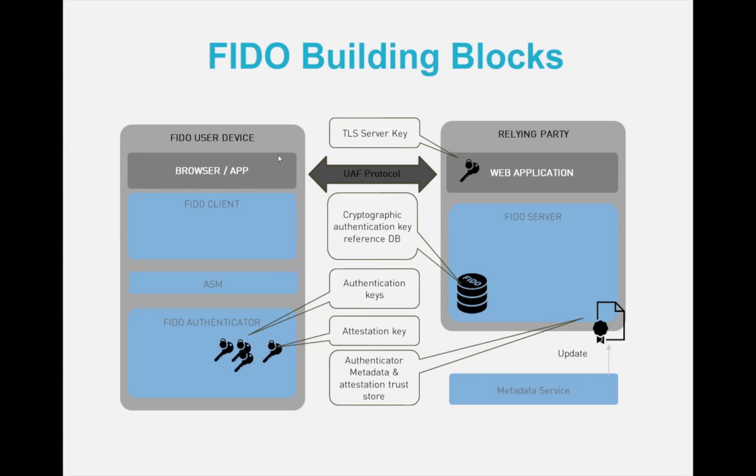Now on the client side, we have the traditional web browser or the mobile app talking to a FIDO client, which receives all that information, talking to an authenticator-specific module, the ASM, in the middle, which is just an abstraction layer to unify the way the FIDO client can talk to different authenticators. And the authenticator is the essential part in FIDO. That authenticator stores the attestation private key and a bunch of authentication keys, one for each relying party.